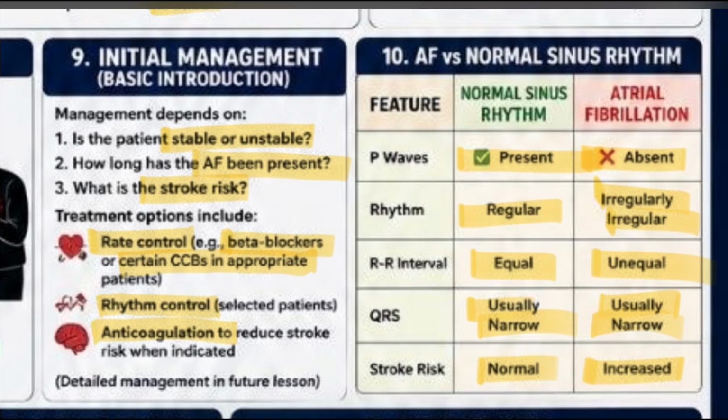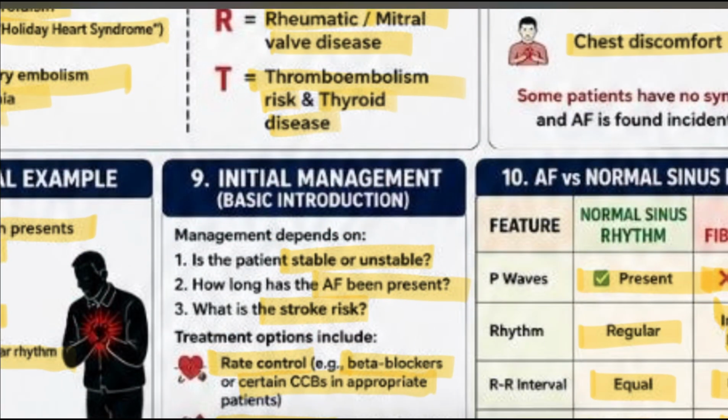Okay, so how to recognize it? We have to ask ourselves, are P waves present or not? If no, is the rhythm irregular or not? If yes, then we call that atrial fibrillation. So in conclusion, the hallmark of atrial fibrillation on ECG is an irregular rhythm with absent P waves. The stroke risk is increased due to thrombus formation in the left atrial appendages. The common causes are hypertension, mitral valve diseases, heart failure, hyperthyroidism, alcohol, and sepsis. Okay, so these are the main things.